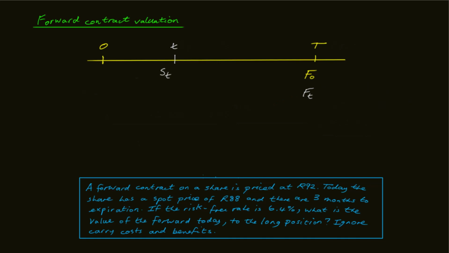We will look at an example here in which we happen to be given the spot price at time t. So we will erase that and look at that in a future example. And what we are given here is a spot price at time t of 88 Rand. Our original forward is priced at 92. We have a risk-free rate of 6.4% per annum, and we are asked to determine the value of this particular forward contract to the long, given that information.